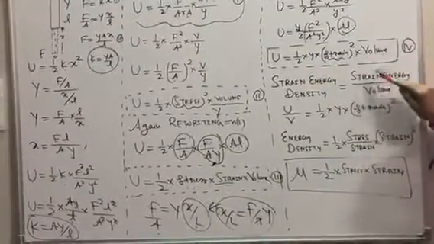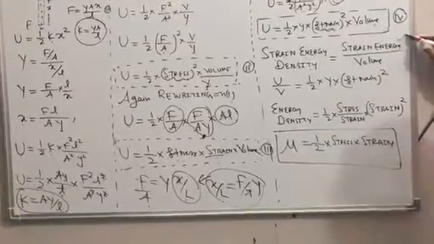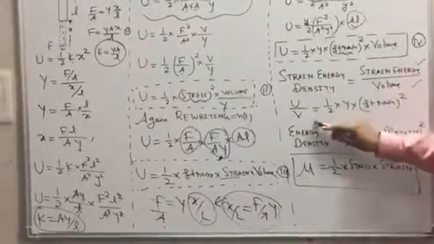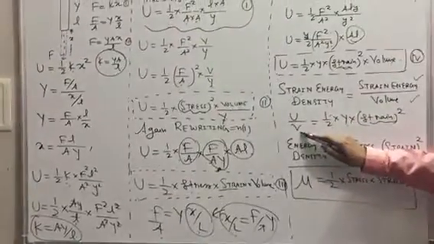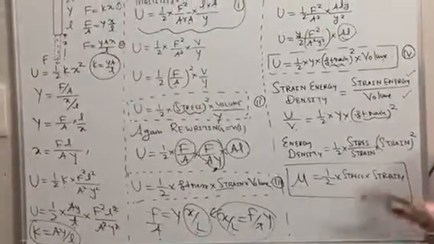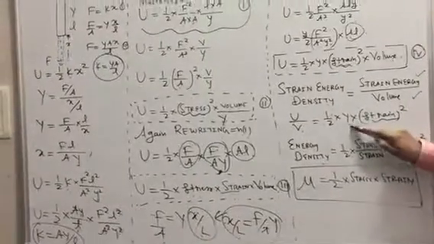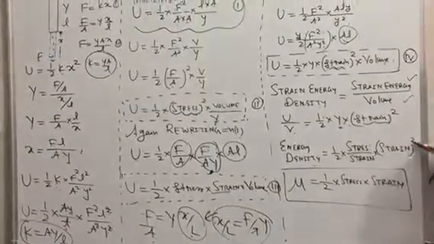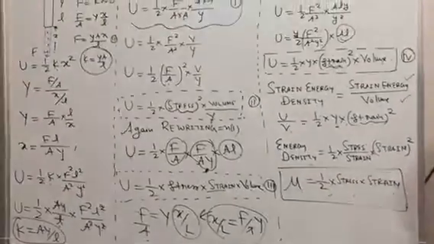Now strain energy density, definition: strain energy divided by volume. What is strain energy? U. Volume is V. So energy density is half Y into strain square, because when you take volume to the denominator by cross multiplication, you get half Y into strain square. Instead of Y, we can write stress upon strain. Now strain square gets cancelled. Energy density is half stress into strain.